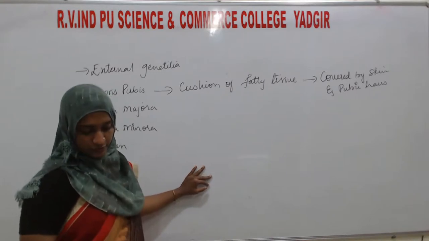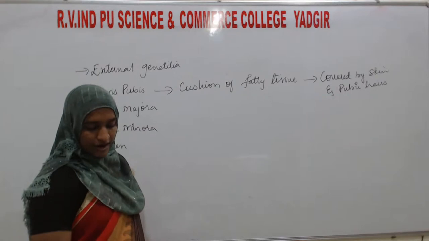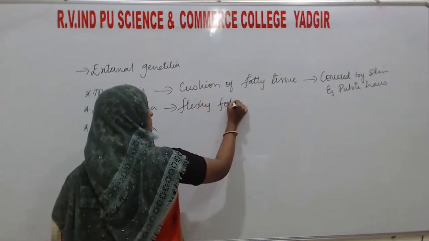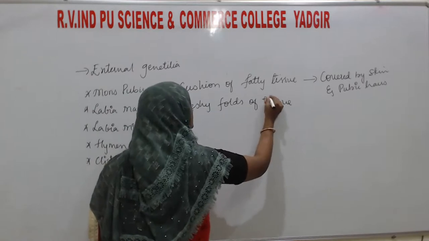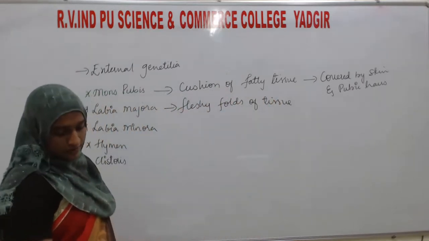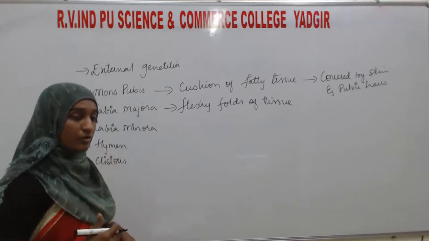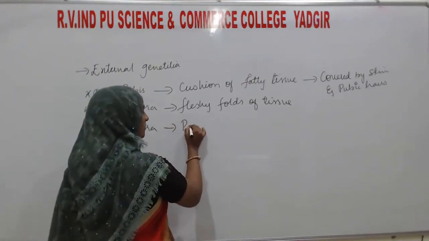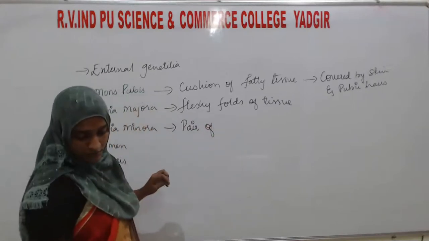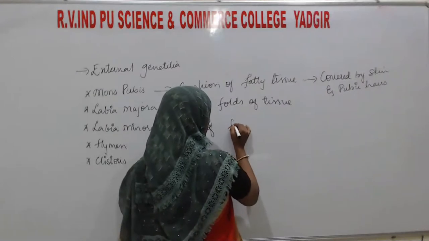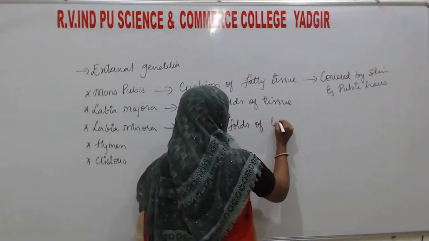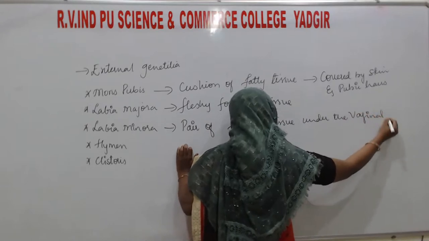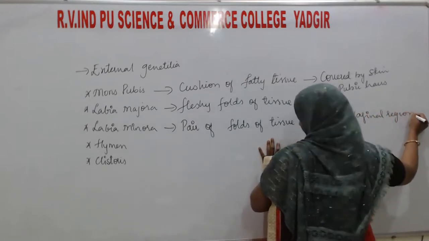Next to the mons pubis, there is the labia majora, which is made of fat, fleshy folds of tissue which extend down from the mons pubis. Next comes the labia minora. These are a pair of folds of tissue under the vaginal region.